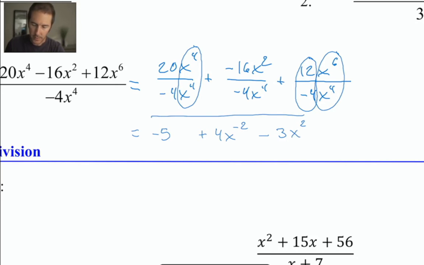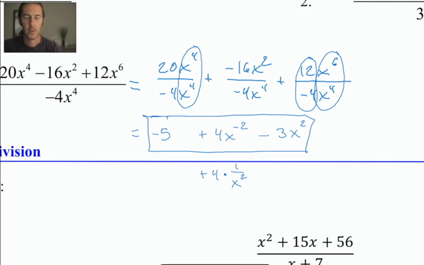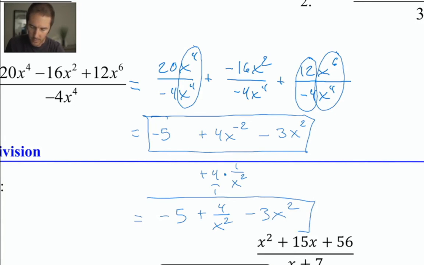You could present this as your final answer, or you could change the middle term to say plus 4 times 1 over x to the positive second power. We took the reciprocal because of the negative exponent. Remember that 4 is the same thing as 4 over 1, so we could think of this as plus 4 over x squared. Bring down the negative 5, bring down the minus 3x squared, and this is another very reasonable way to write your final answer.